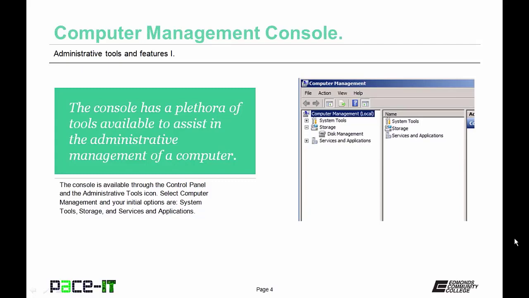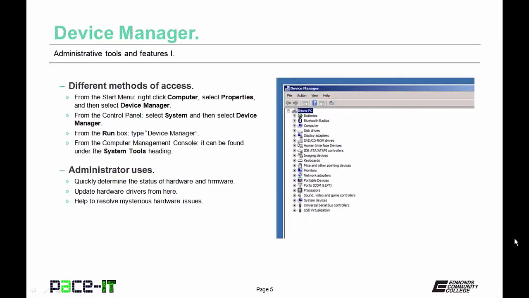Once you're there, you have access to system tools, storage tools, and service and application tools. Now let's talk about the device manager. There are different methods to gain access to it. From the Start menu, you can right-click on the computer and then select Properties and select Device Manager.